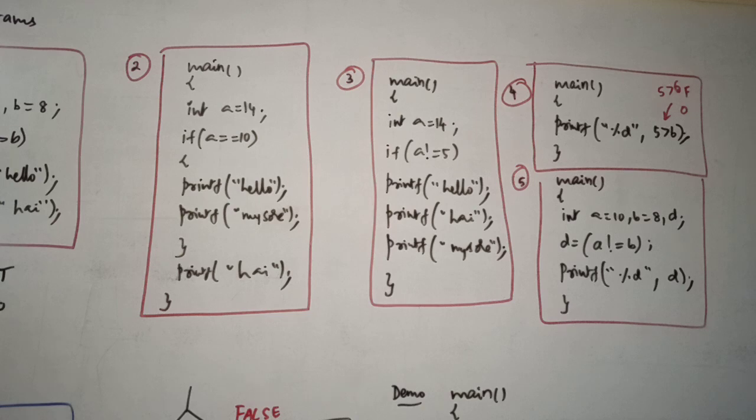In these types of situations, if the condition is true you get 1, and if it is false you get 0. So 5 greater than 6 is false, so the output is 0.